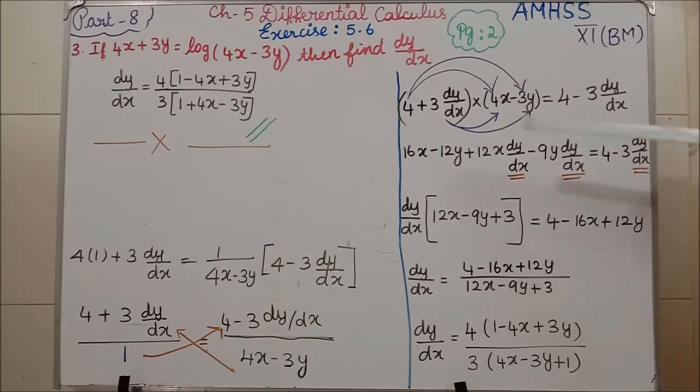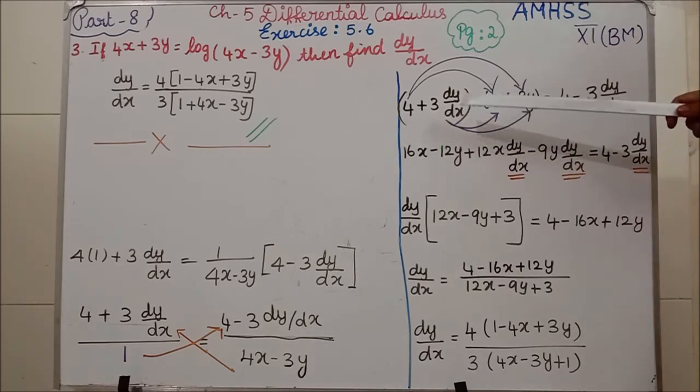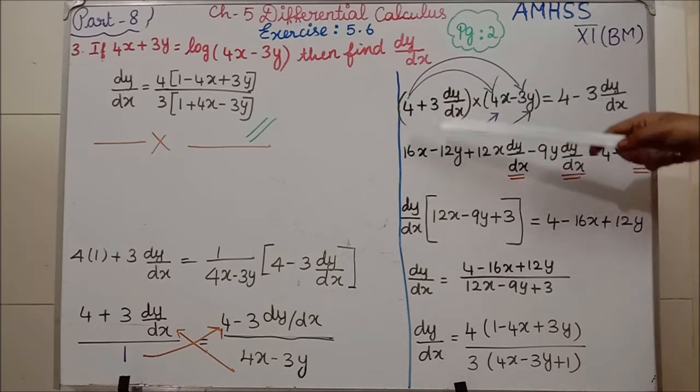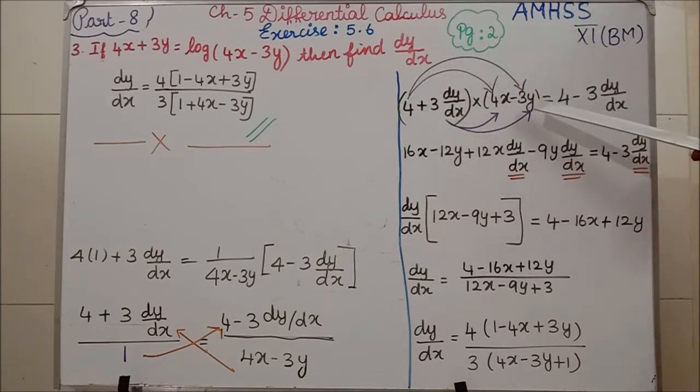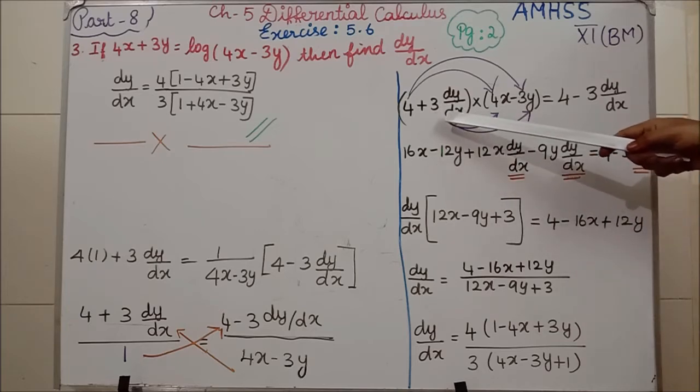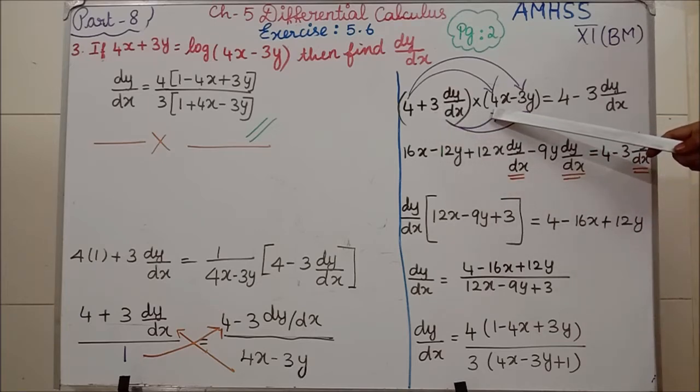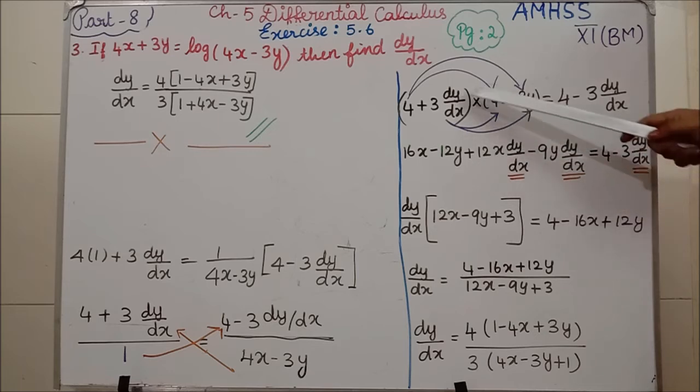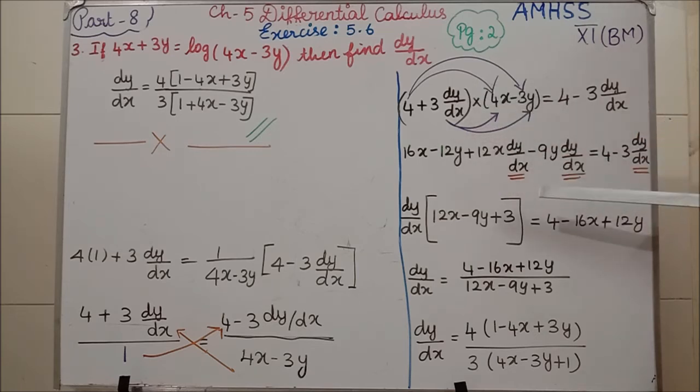Clear, students? Here also there are two products. This is binomial into binomial. If you multiply, what will you get? 4 4s are 16x. 4 3s are 12y. 3 dy by dx into 4x is 3 4s are 12x dy by dx, minus next 3 3s are 9y dy by dx, is equal to this side, which we write as such.